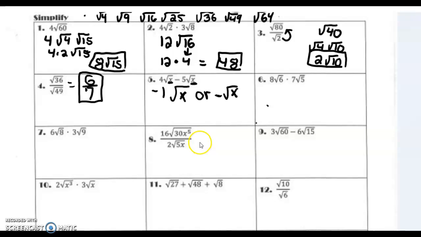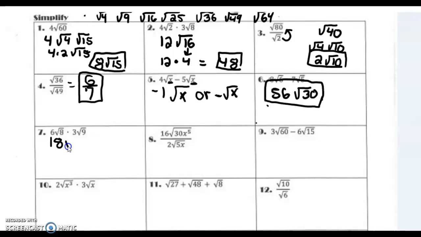Alright, next one. Another multiplication like number 2. Outside, 8 times 7. Inside, 6 times 5. Now, 30 is a pretty big number. However, none of these numbers go into it. So we're done. Alright. Let's take a look at the next set. Another multiplication. 6 times 3 would be 18, right?